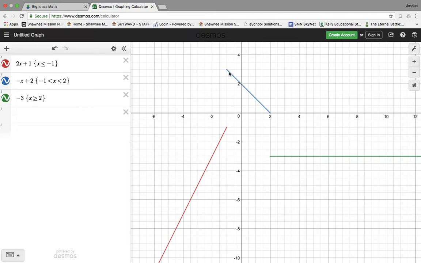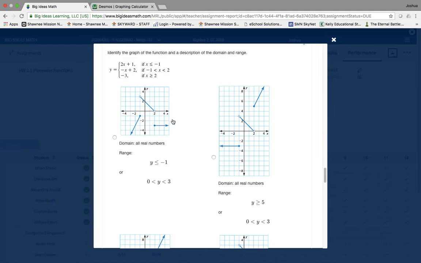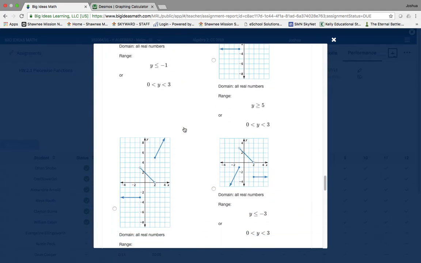The only thing to notice is it will not put open and closed circles for you. So it's kind of up to you to understand that where x is less than or equal to negative 1, in other words, this piece right here, this would be a filled in dot. For both of these endpoints, since x is strictly greater than negative 1 and less than 2, those would be both open, and then this one down here would be a filled in dot. Understanding that, then you've got a couple options to pick from.